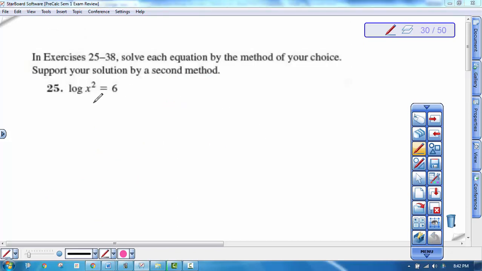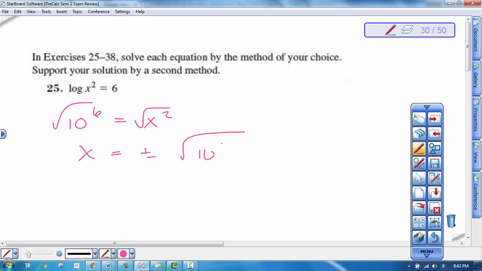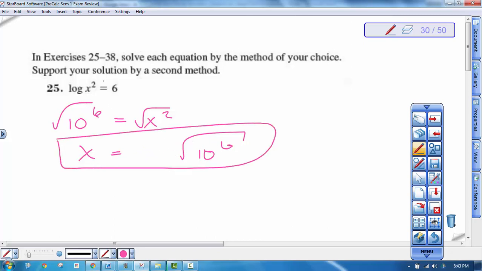Okay, I would solve this by, you could graph it obviously, graph the left and the right, find the solution, but I like to change it into exponential form, so it would be base to the exponent equals x squared, and then you just take the square root of both sides and you get x equals plus or minus the square root of 10 to the 6th, which you can do in your calculator as a decimal if you want. We know the negative number is no good because that's extraneous, so let's just use the positive answer, and it will work if you plug that in.